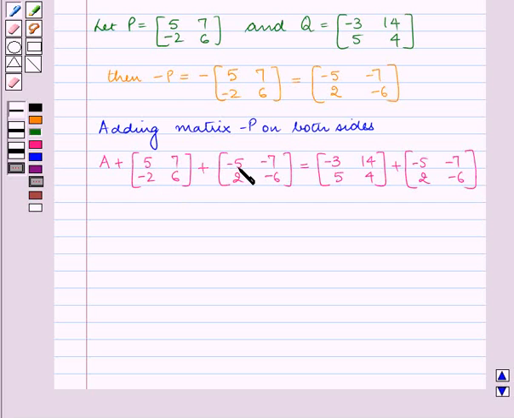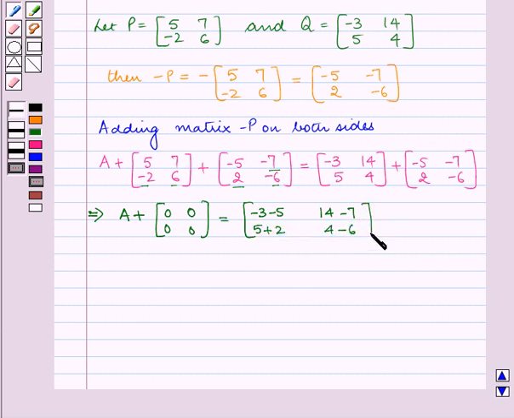As 5 minus 5 is 0, 7 minus 7 is 0, minus 2 plus 2 is 0, and 6 minus 6 is 0, we have A plus the null matrix or the zero matrix is equal to the matrix containing elements minus 3, minus 5, 14, minus 7, 5 plus 2 and 4 minus 6. This implies A is equal to the matrix containing elements minus 8, 7, 7, minus 2, which is our answer.